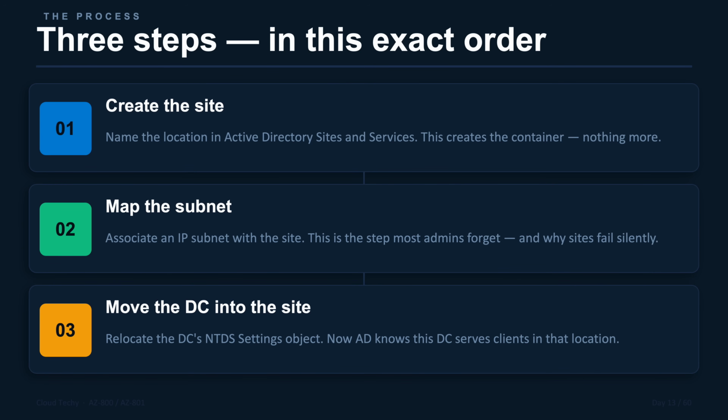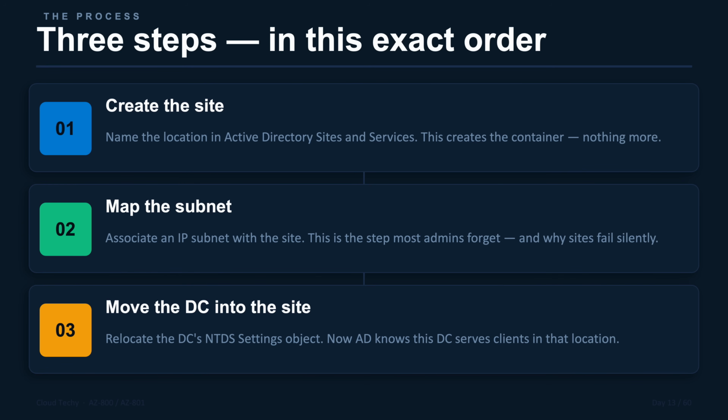Setting up a new site is a three-step process. The steps are straightforward, but the order matters, and skipping any one of them produces a site that looks correct in the console, but does not actually work. Step 1 is to create the site. You are just registering the location in Active Directory, giving it a name, and associating it with a site link object. At this point, the site exists, but it is completely empty.